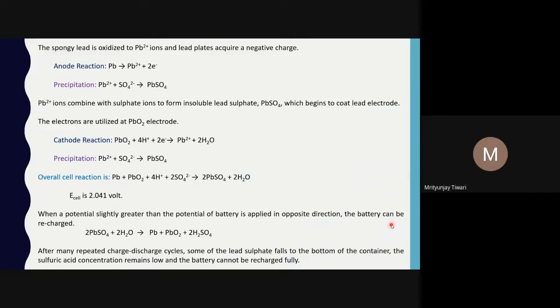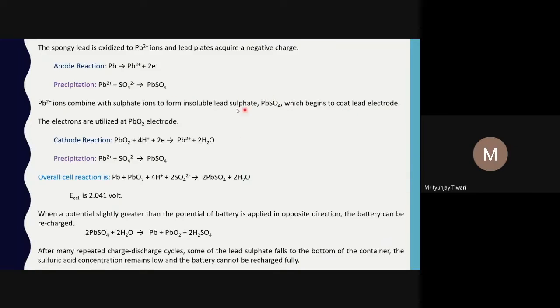because lead is oxidized into lead 2 plus ions plus 2 electrons, and the electrons are there, so it will have a negative charge, and this precipitation reaction will also take place. This is the anodic reaction. Anodic reaction means the oxidation of lead to lead 2 plus, and we know that sulfate ions are there in the electrolyte. So this lead 2 plus combines with sulfate ions to form lead sulfate, and lead sulfate we know is a solid. So Pb2 plus ions combine with sulfate ions to form insoluble lead sulfate, which begins to coat the lead electrodes.